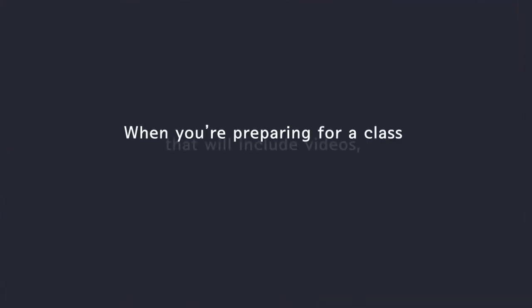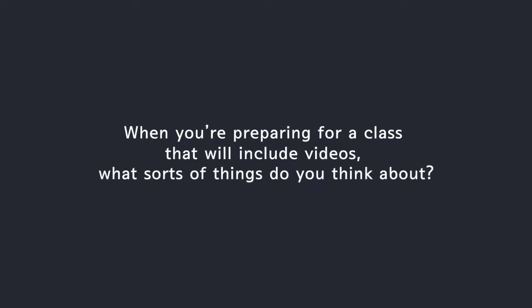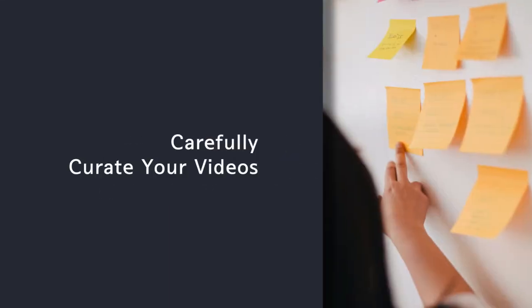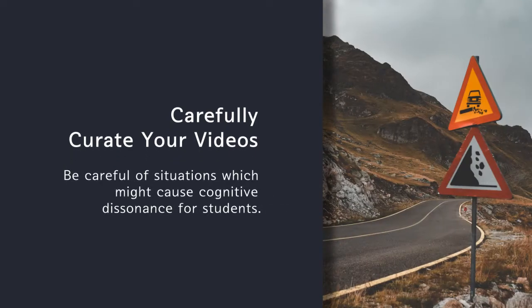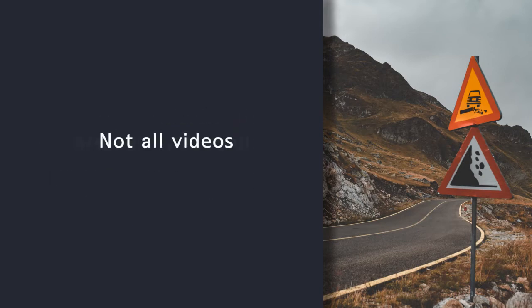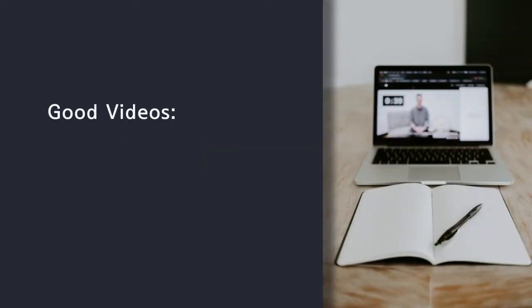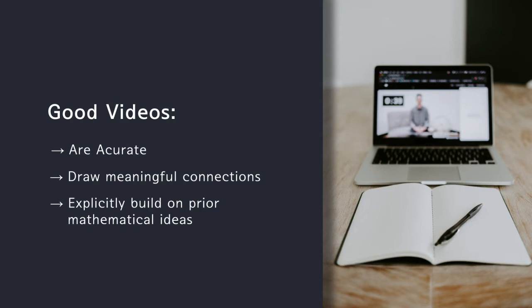When you're preparing for a class that will include videos, what sorts of things do you think about? You should carefully curate the videos and make sure that they align with your instruction. Be careful of situations which might cause cognitive dissonance for students, such as alternative notation or different levels of mathematical maturity. Not all videos are equally useful. Good videos are accurate, draw meaningful connections, explicitly build on prior mathematical ideas.